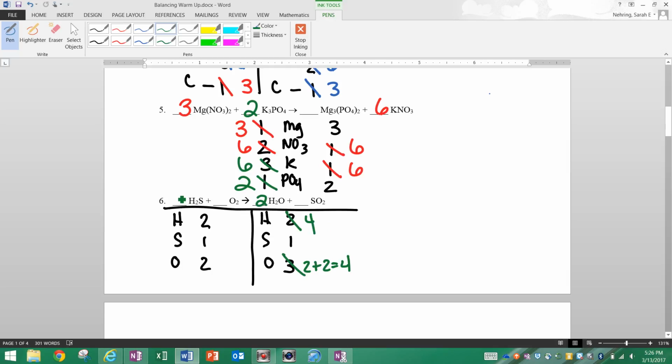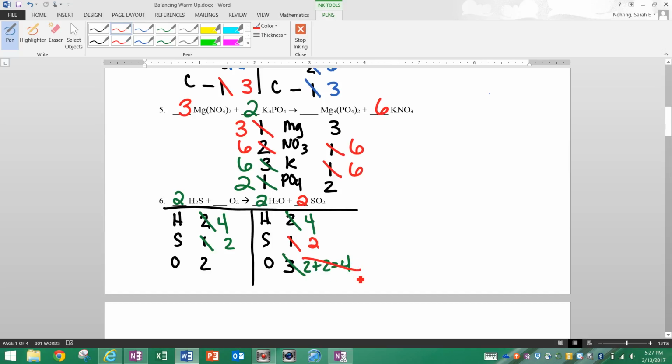So I've got to put a 2 here to balance out my hydrogens. That gives me a 4, but that gives this a 2. So now my sulfurs are messed up. Okay. But I'm going to stick with it. I'm going to have faith here. Let's try and make my sulfurs okay. So I'm going to put a 2 over here. That's going to give me 2 sulfurs.